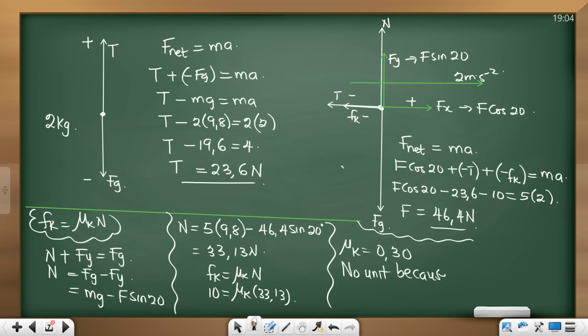Because, thank you, Sikulile, it is a ratio of forces. That is an exam question. Why is it that coefficient of friction has no unit? It's a ratio of forces.